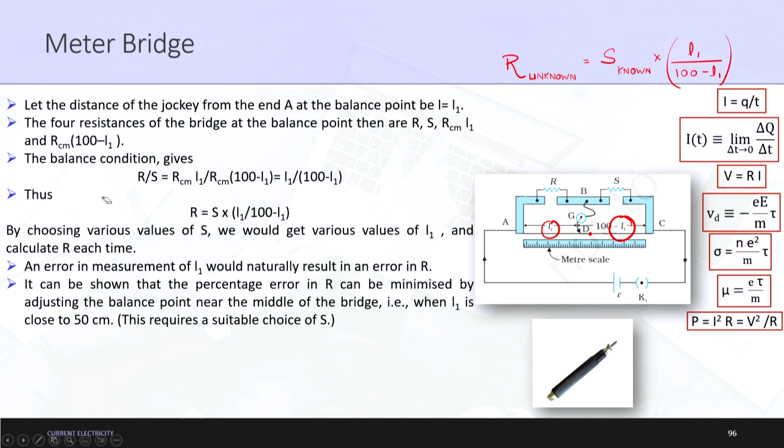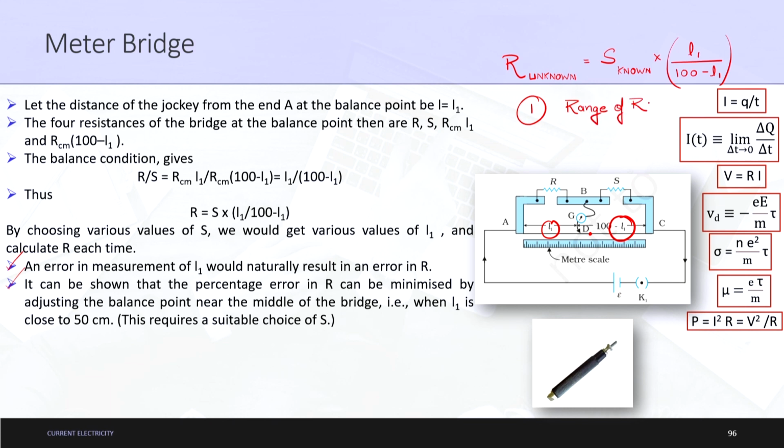Next point is, it can be shown that the percentage error in R can be minimized by adjusting the balance point near the middle of the bridge, that is when L1 is close to 50 centimeters. This requires suitable choice of S. This was also explained in the last lecture only. So basically, the criteria to use meter bridge to find the unknown resistance R is that you should know the range of capital R. What does it mean by range of capital R?